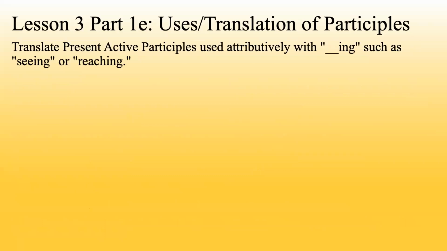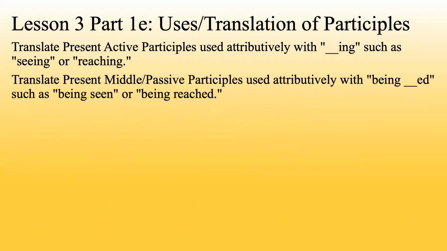And we're going to translate present active participles used attributively with ing, such as seeing or reaching. We're going to translate present middle passive participles used attributively with being blanked, such as being seen or being reached. Because this is present, which is a progressive tense, we need that ing in there somewhere.